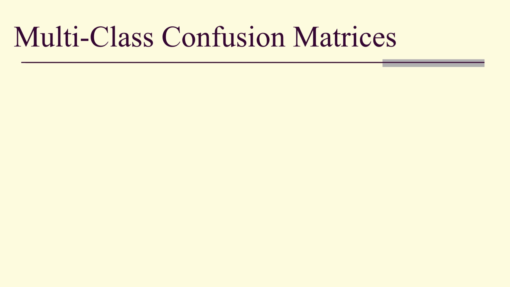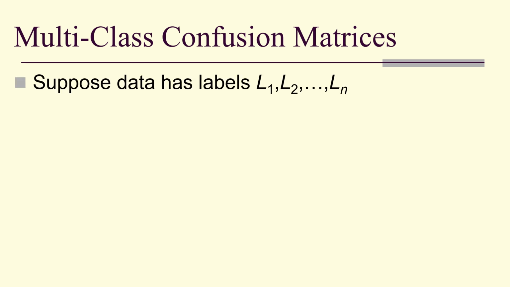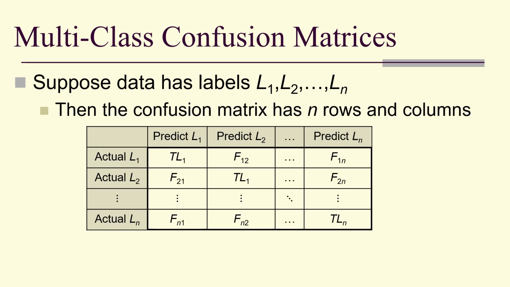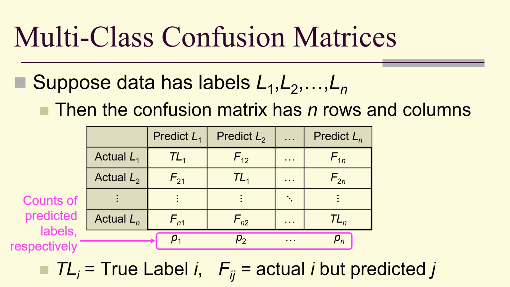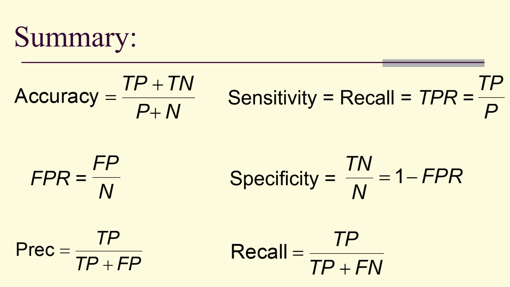Now we can also do this for multiple classes. Suppose the data has labels L1 to Ln. The confusion matrix will then have n rows and columns. And the true labels will be on the diagonal, and the cases where the actual is i but predicted j will be off the diagonal. So the counts of predicted labels will be the sum of the columns, and the actual counts will be the sum of the rows. So that gives us, in summary, these statistics: accuracy, sensitivity or recall, which is the true positive rate, the false positive rate, specificity, precision, and again recall.